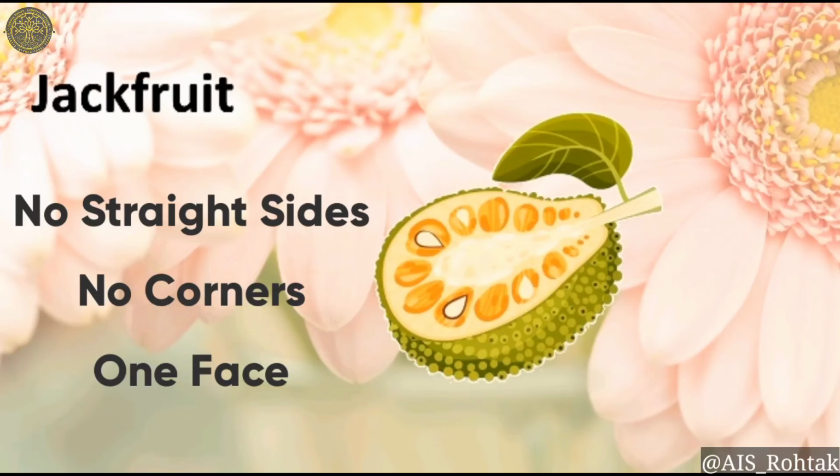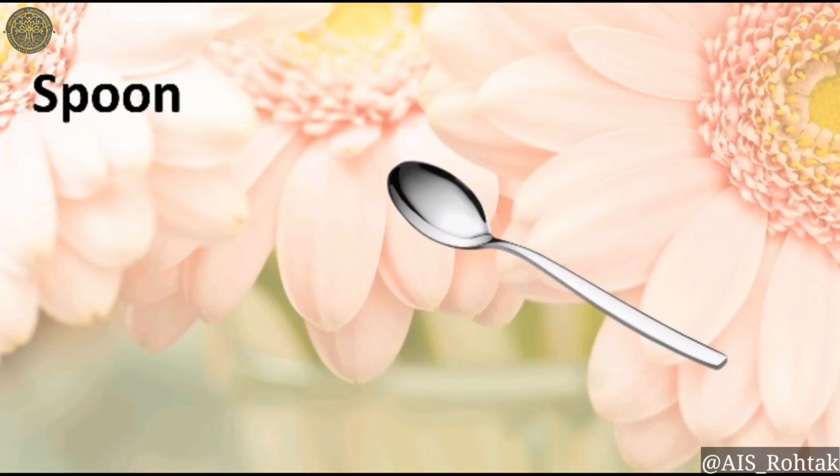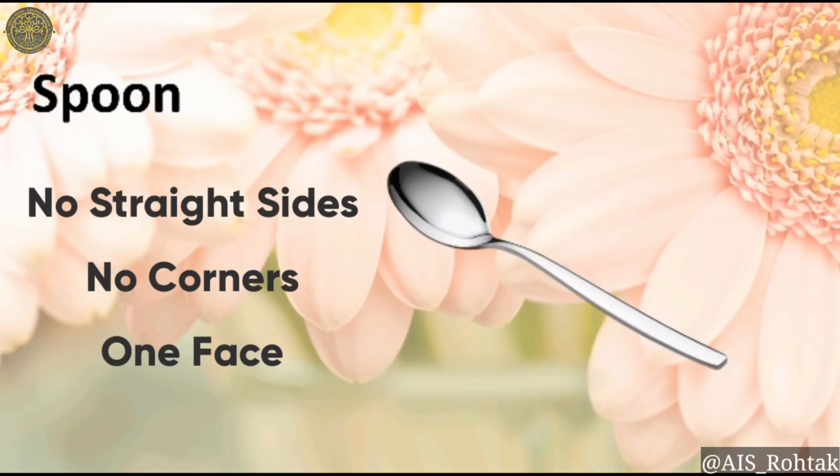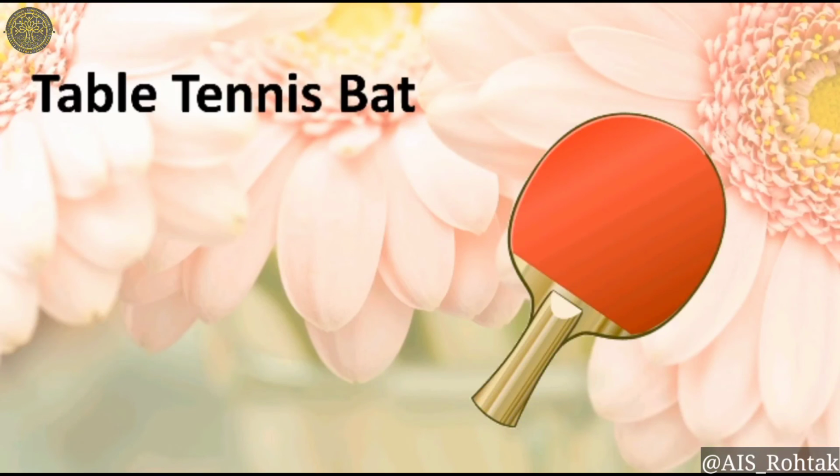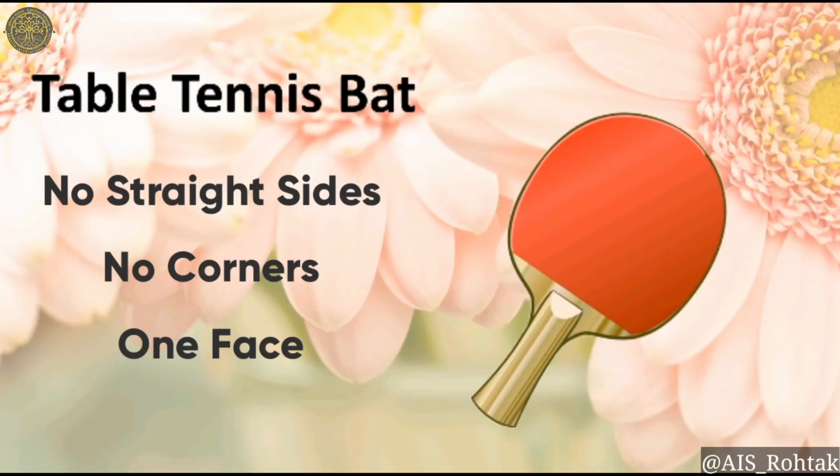And another very common object that you all use while having your meal is a spoon. If you look closely, you can see the oval shape in it. Again, no straight sides, no corners and one face. And here is a table tennis bat. You might have played with this, but did you notice that it also has an oval shape? No straight sides, no corners and one face.